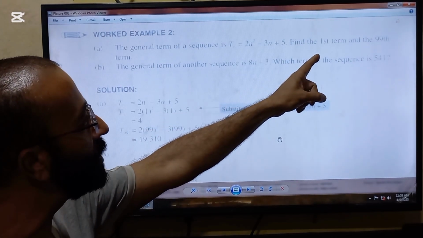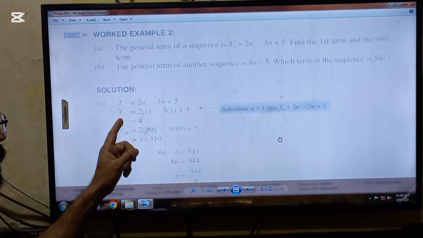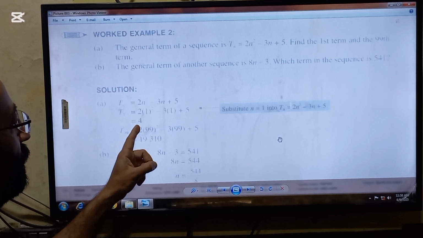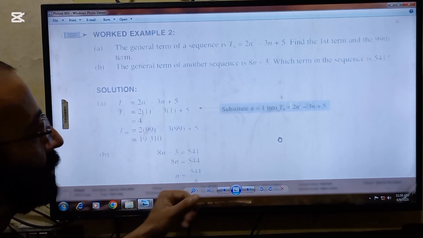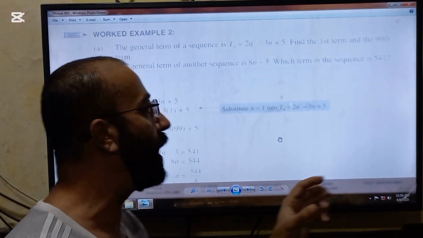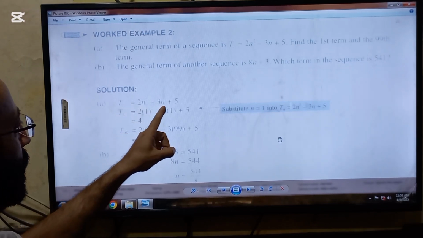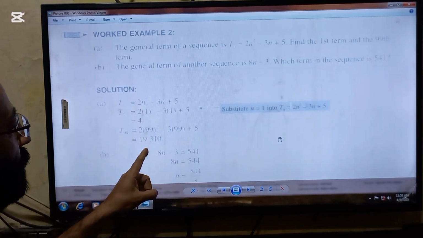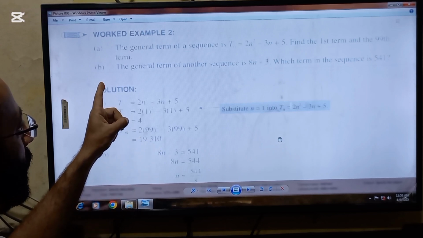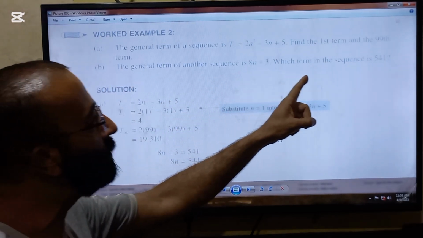When we are going to find the first term, definitely we will put 1 in place of the n. So here 1 is placed in place of n everywhere in the nth term, so we will get 4 as the answer, that is the first term. For finding the 99th term, we will put 99 in place of the n everywhere in the nth term. This is the general formula. We will put 99 here, here, and here, and after putting it, we will get an answer of 19,310.